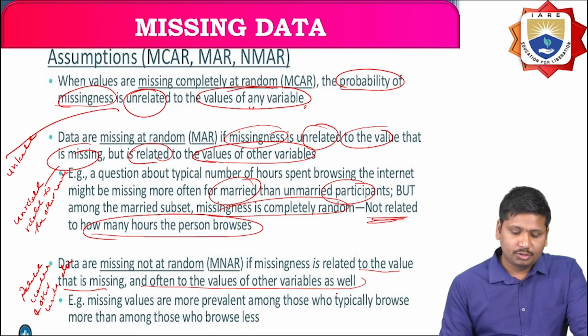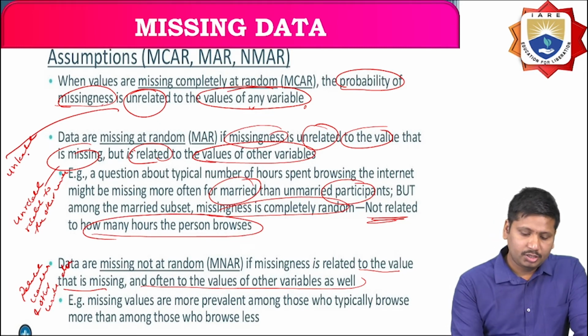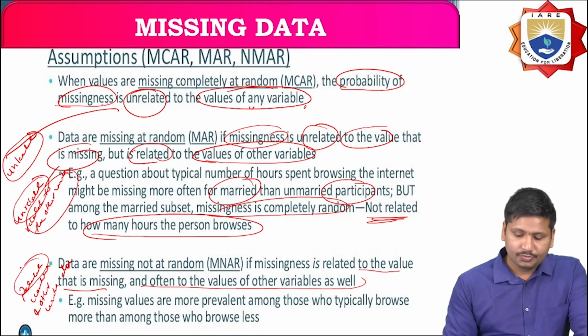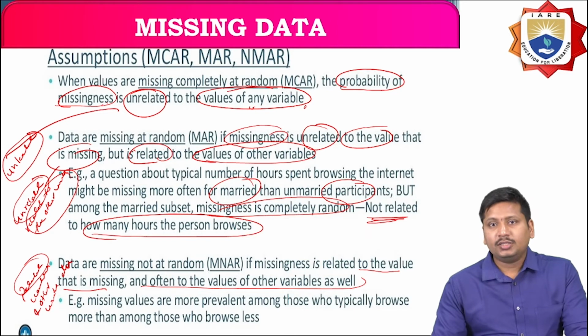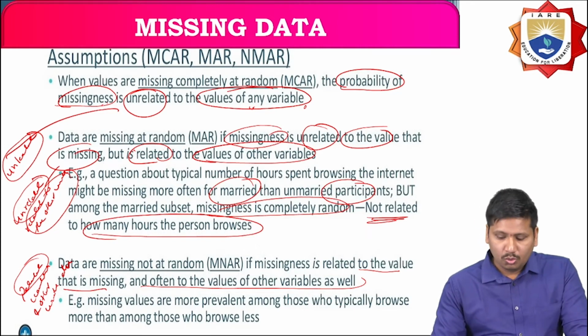So these are the types. Here the missingness is unrelated in the first case; in the second it is unrelated to the value and related to the other variable; and in this one it should be related to both. The example here is that missing values are more prevalent among those who typically browse more than among those who browse less.